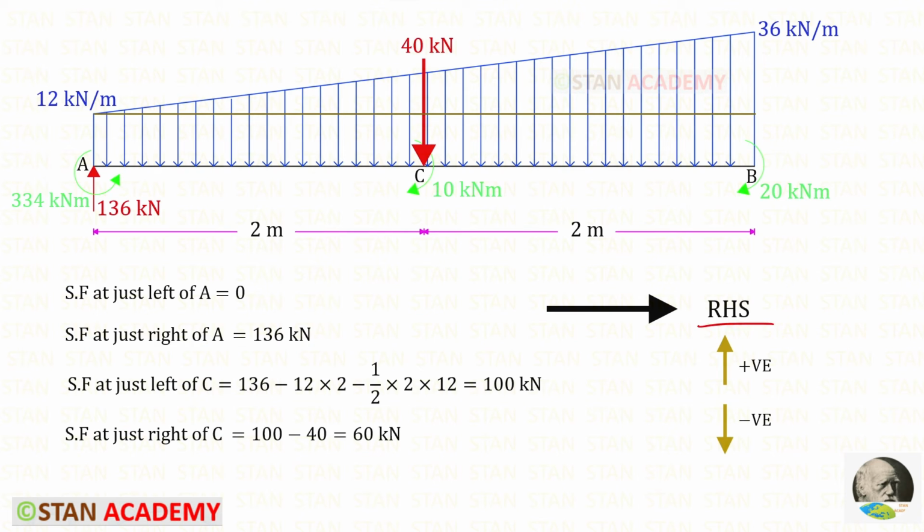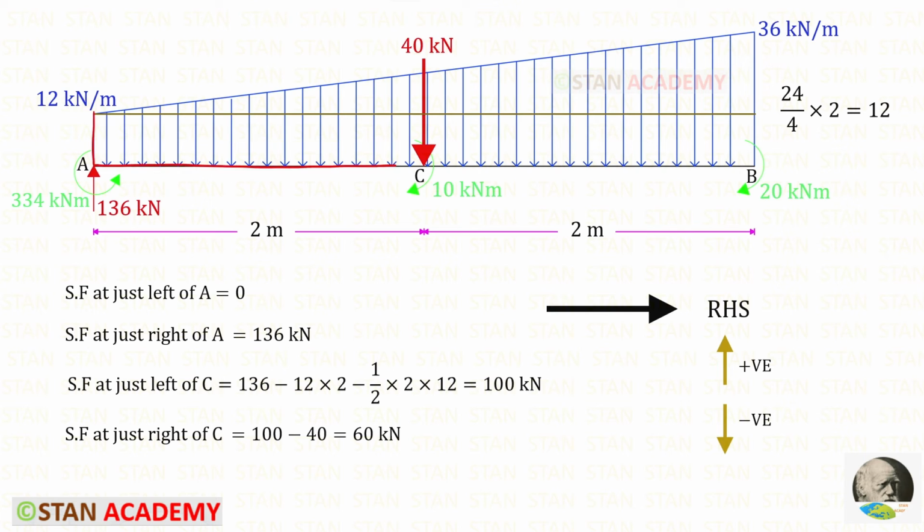Using the right hand side rule, we can find the shear force values at A and at C. Shear force at just left of A will be 0 and at just right of A will be RA, which is acting upwards, so it will be positive. In the point C, there is a point load, so we have to find the shear force 2 times, at just left of C and then at just right of C. Let us find the shear force at just left of C. RA is acting upwards, so it will be positive. The UVL is acting downwards, so it will be negative.